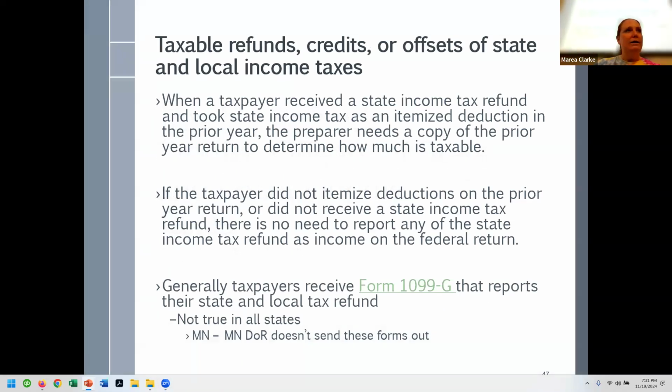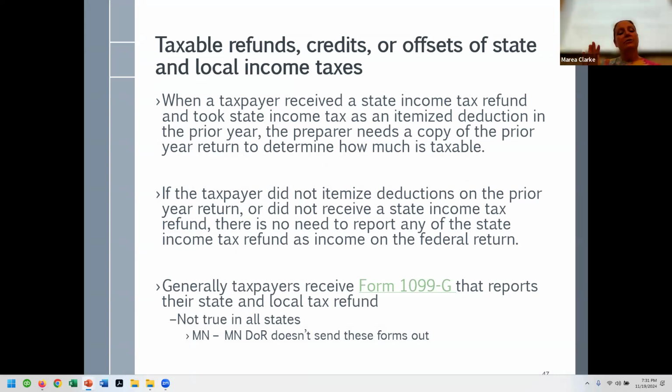All right. We talked about this before, right? That same idea. You itemized, you subtracted your state tax, but then you got a refund of some portion. Now you need to add that amount of that refund back as your income on your tax return the next year.